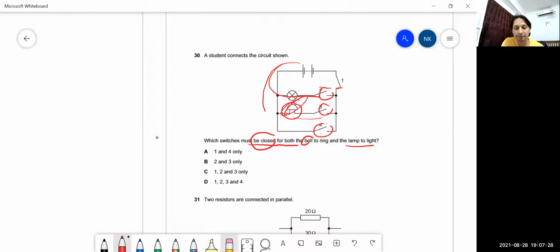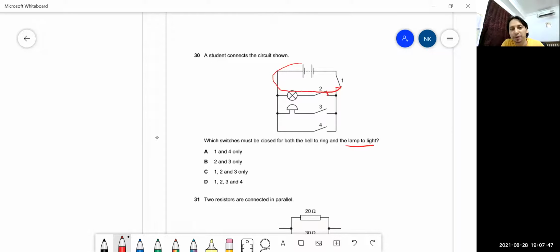And so let me erase this. And if I close switch 1 as well as switch 2, what will happen? According to this, current will pass through the lamp and return back to the battery. So it means the bulb will glow. But what is our question? Both the bell and the lamp should work.